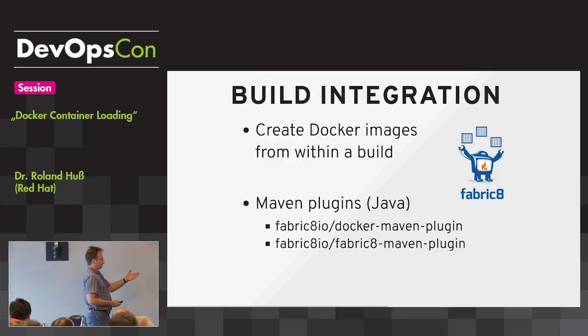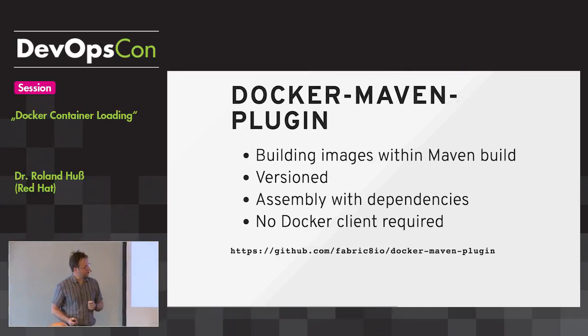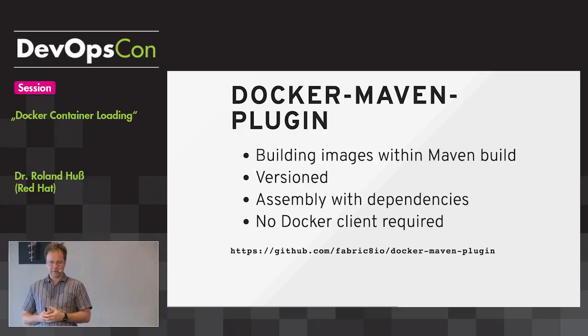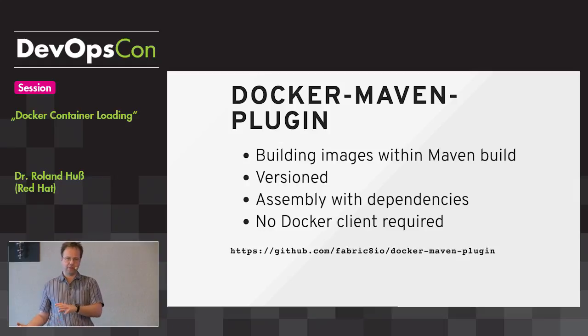Okay, what does this plugin do? Of course, it builds images within a Maven build, so you can version your Dockerfiles directly within your Maven build. It also knows about the build information already given in the POM XML. So, for example, if you're using assemblies, or if you have a property set, all these things can be reused in creating your Docker images.